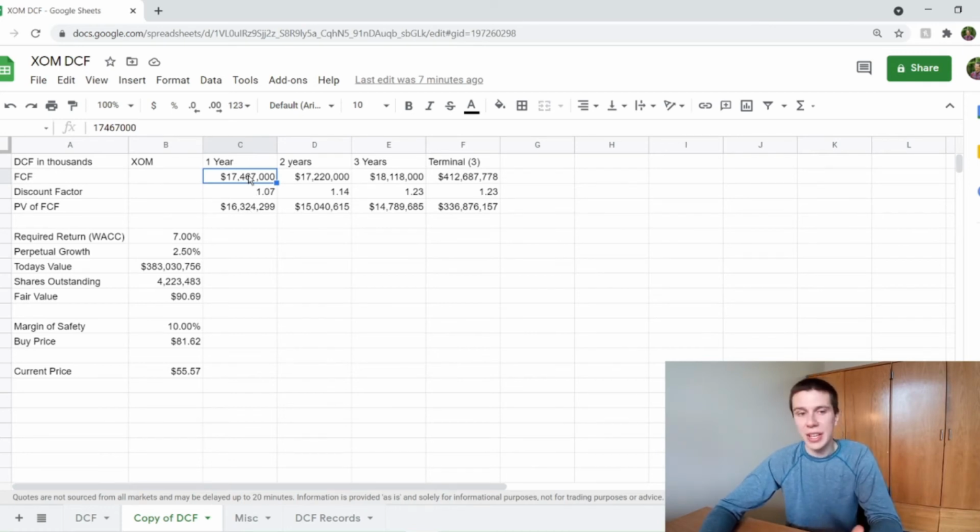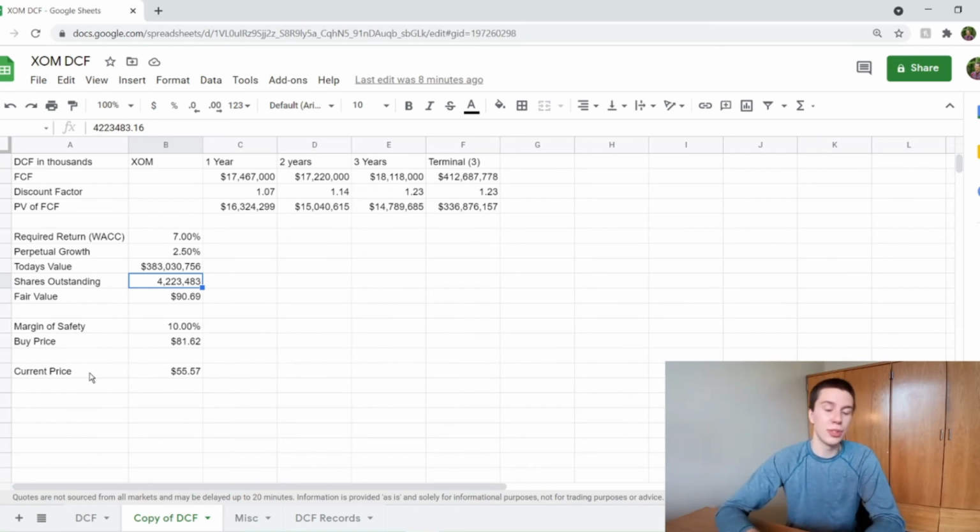We found these analyst estimates, then we discounted them just like before, and then we added up the total value and divided by the shares outstanding to give us a fair value per share of $90. And then with a margin of safety of 10%, that gives a buy price of around $81, which is significantly higher than the current price of $55. So by this calculation, it looks like Exxon Mobil is pretty undervalued at the moment.